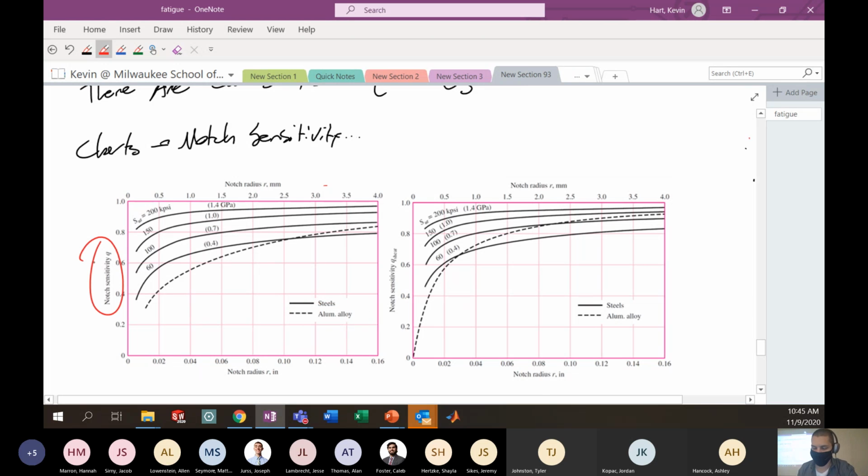So this is for normal stress notch sensitivity. Here's for shear stress notch sensitivity. All right, two different charts. Make sure you're using the right one. Okay.